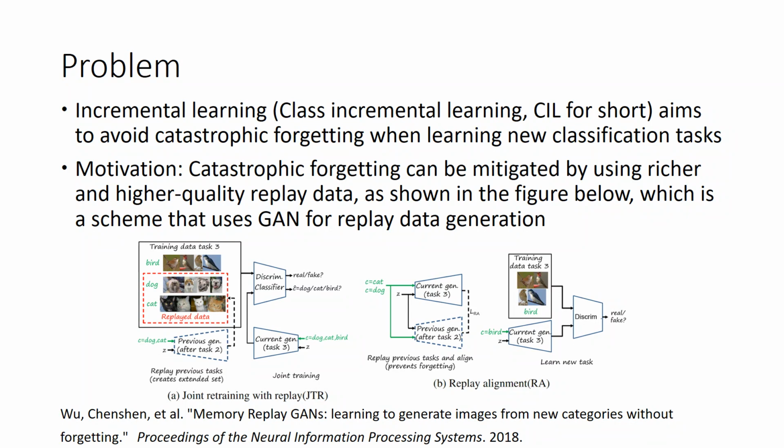To solve this problem, we need a way to maintain previously learned knowledge while being able to learn new tasks efficiently. One way to address catastrophic forgetting is to use richer and higher quality replay data. In this scheme, we can see the schematic diagram below, which shows the process of replay data generation using a generative adversarial network.